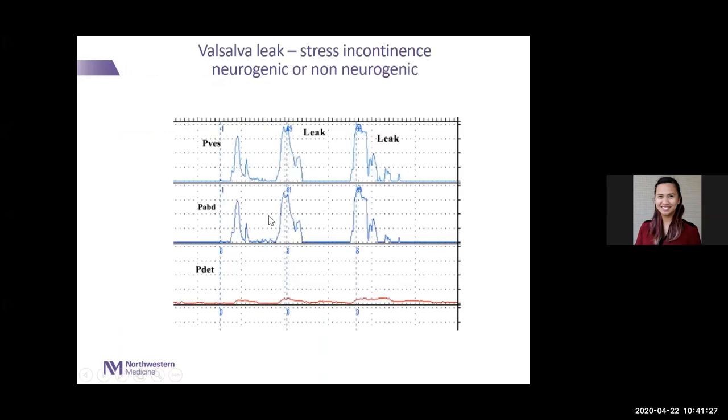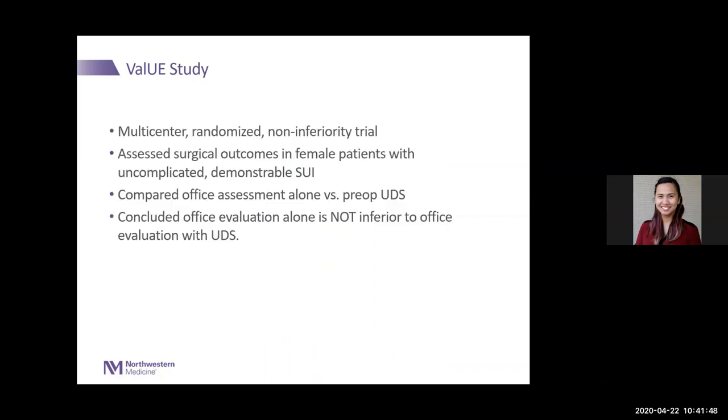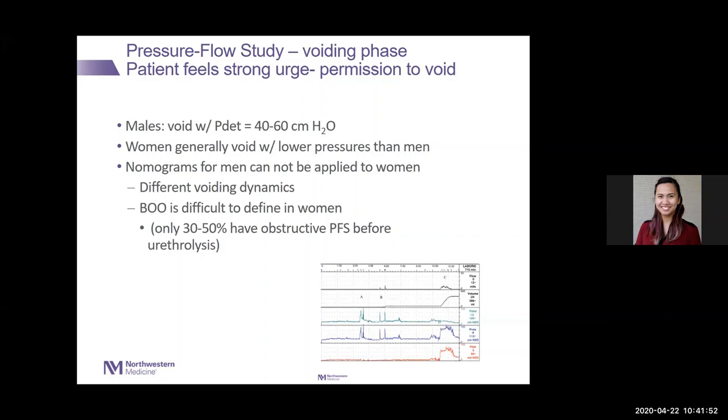So this is kind of what stress incontinence looks like under urodynamics. We'll not belabor this again. We kind of went over this. So why do we know that we don't need urodynamics? We used to do a lot of urodynamics on women with stress incontinence. And as it turns out, you don't really need it. It doesn't help you any more than a positive cough stress test in the office. And I'll just move on to this because I know you want to do some cases.